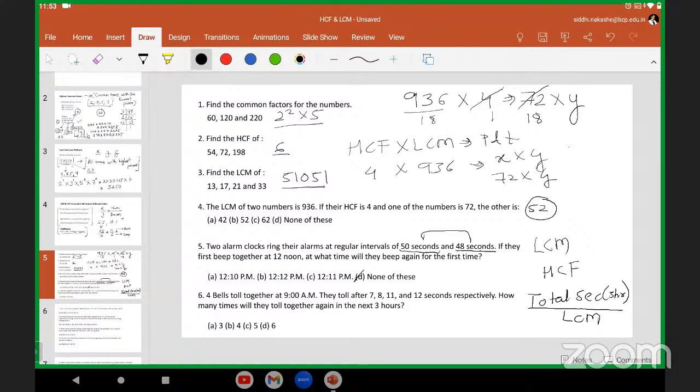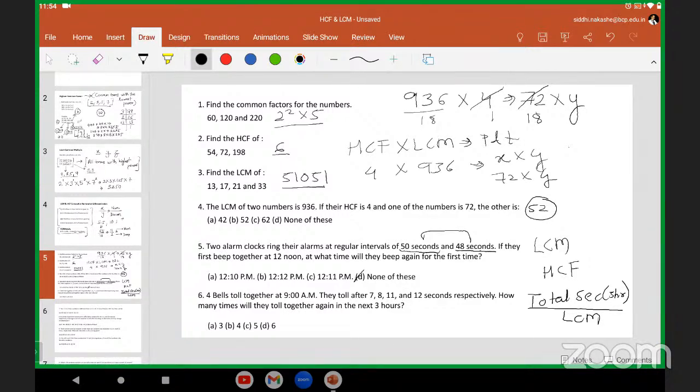Is everyone getting the same 10,800 upon 1848? See, in 1 hour you have 60 minutes, so in 3 hours you will have 180 minutes. And for every minute there are 60 seconds. So 180 into 60 is 10,800. Again, when we divide by 1848, the answer has to be 5.